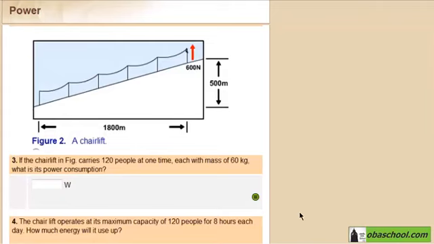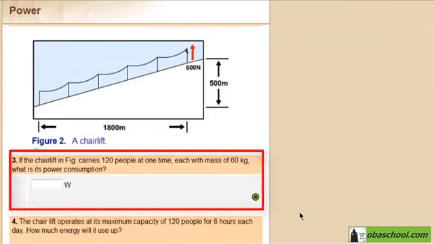Hello! In this presentation, we're going to solve more exercises on power. The chairlift can carry many people up the mountain at the same time. If the chairlift in the figure above carries 120 people at one time, that is, within 10 minutes, each with a mass of 60 kg, and they are lifted up 500 meters, what is its power consumption?